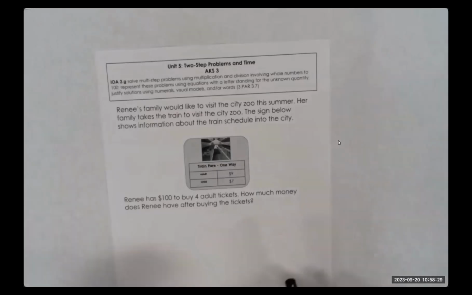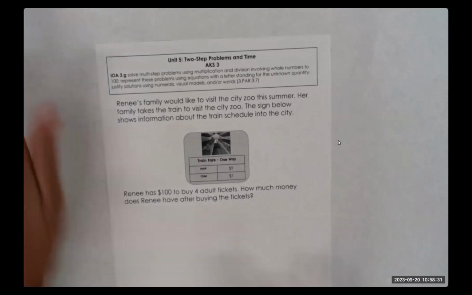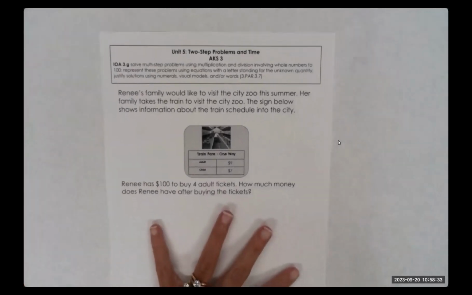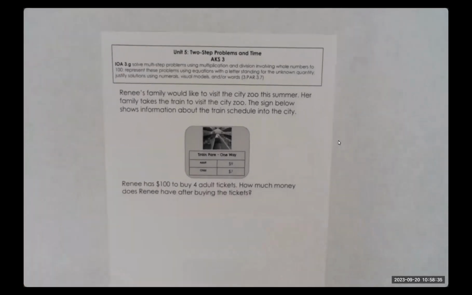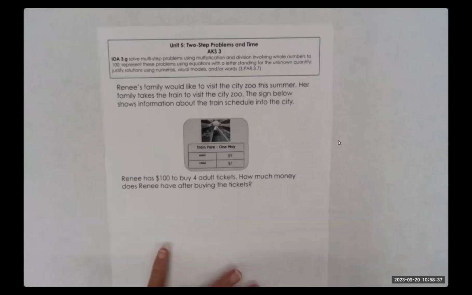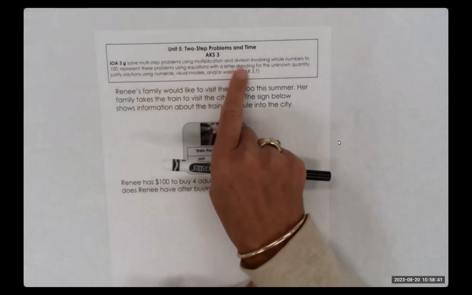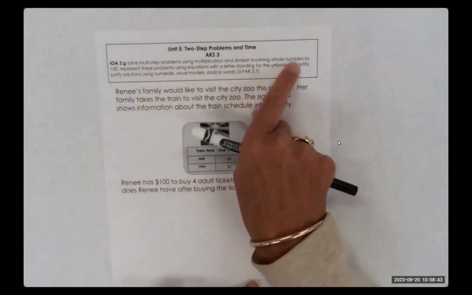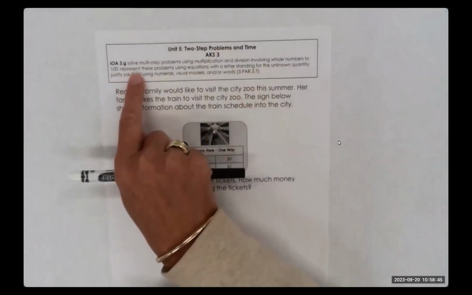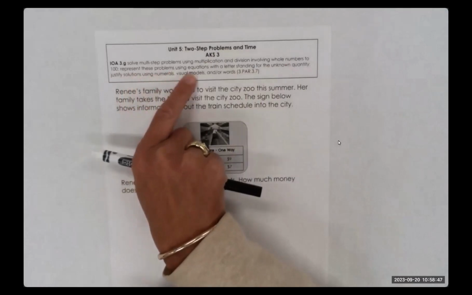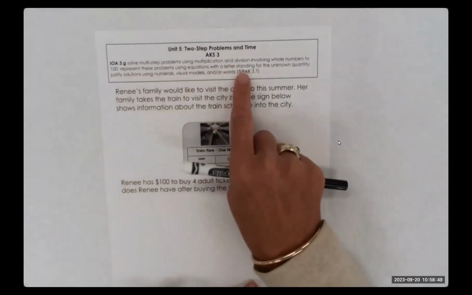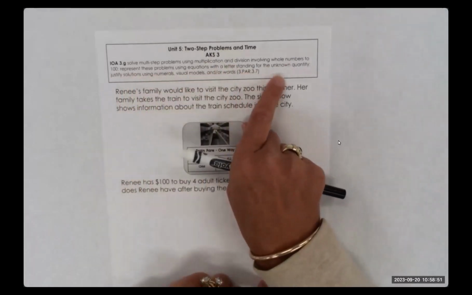Hi, third grade teachers. Today we are going to talk through some instructional strategies for IOA 3G. IOA 3G requires students to solve multi-step problems using multiplication and division involving whole numbers to 100. It requires them to represent the problems using equations with a letter standing for the unknown quantity, as well as justifying their solutions using numbers, models, and words.